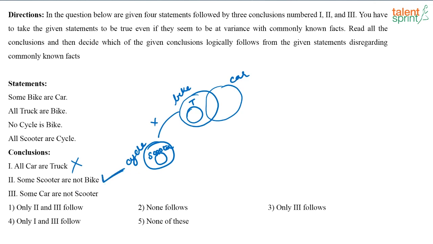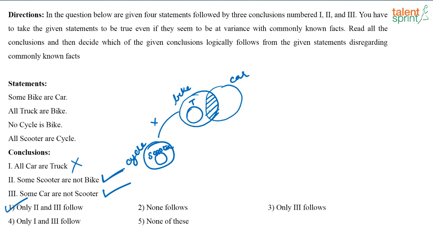Now third one. Some cars are not scooters. Yes, definitely. See these cars, right? These cars which are bikes, they cannot be scooter, because bike and scooter are disjoint, right? So I can say for sure that these cars cannot be scooters. So the third conclusion also follows. So what will be your answer? Only conclusion 2 and 3 follows, that is option 1. Option 1 is your answer. Yes, all of you are getting it correctly.